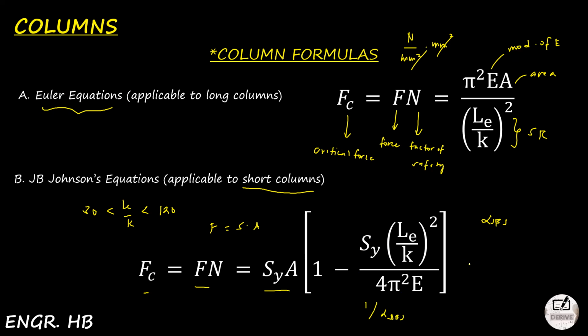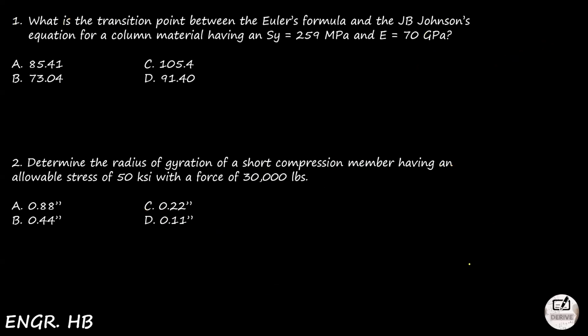Okay, so halika, proceed tayo sa problems. So, number 1. What is the transition point between the Euler's formula and the J.B. Johnson's equation for a column material having a yield stress of 259 megapascals and modulus of elasticity of 70 gigapascals?